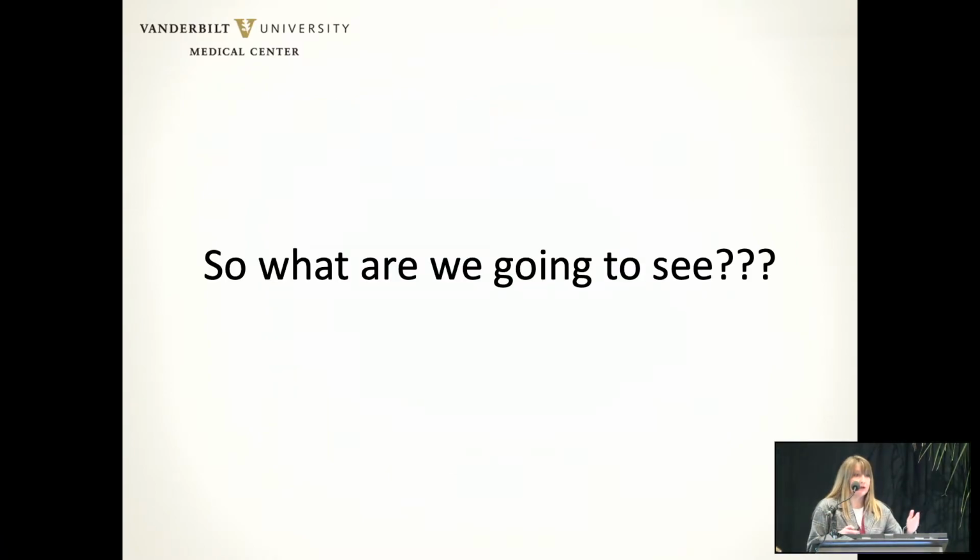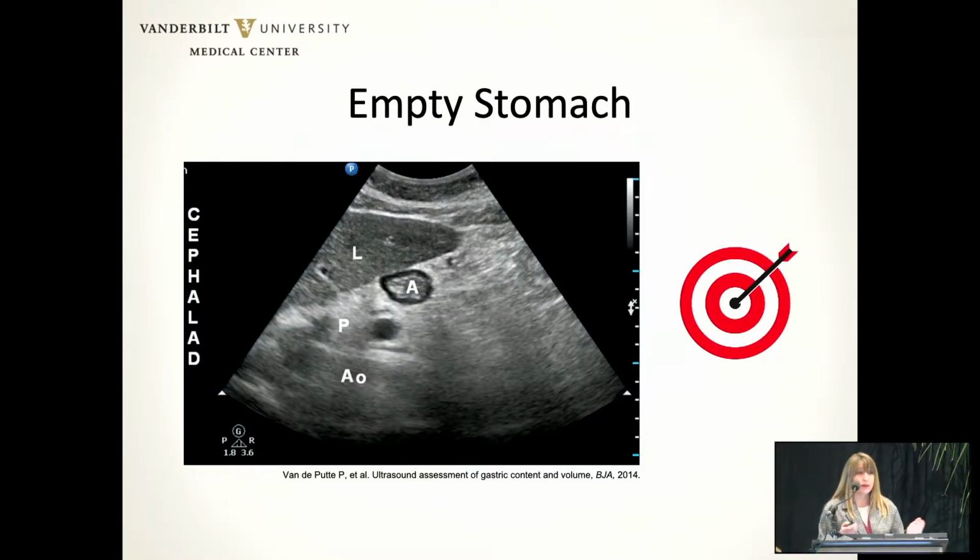So we've already looked at some still images, but now we're going to look and see what we are going to find in these patients. If we have a patient where we are very suspicious, our pretest probability is above 50%, they may have a full stomach, what are we going to see when we put the probe on? They may have an empty stomach.